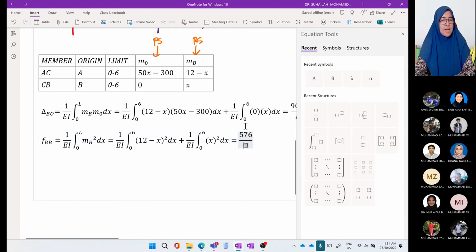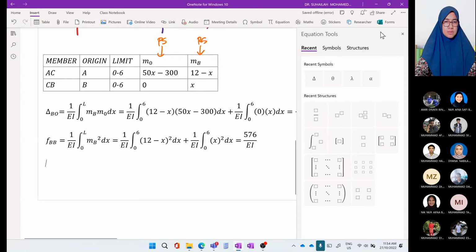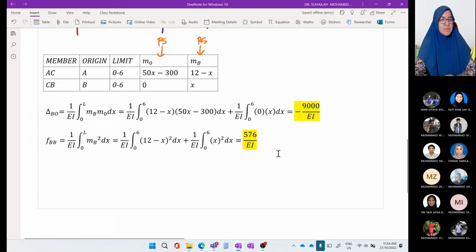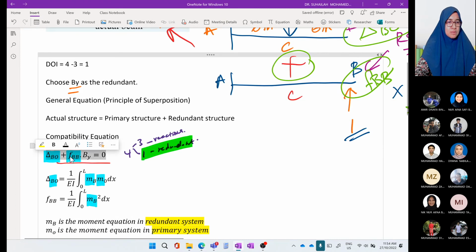9,000 just now, was it negative 9,000 or positive 9,000? Negative 9,000. Okay, now we get this: the displacement in the redundant system, and this one is the displacement in the primary system. What we need to do is substitute into the compatibility equation.